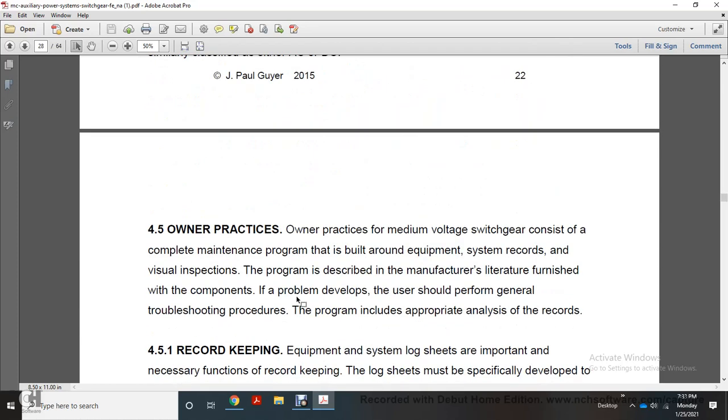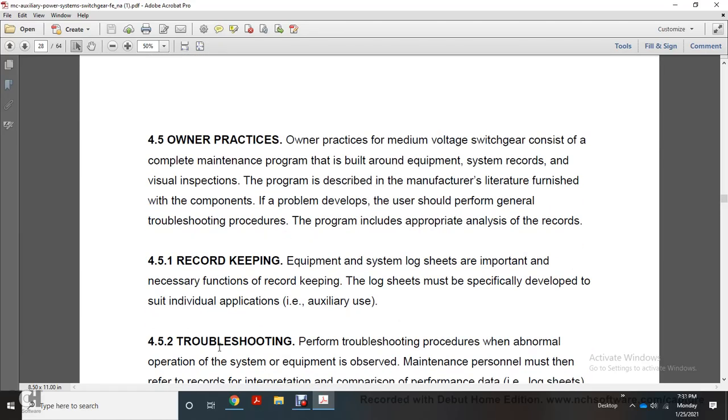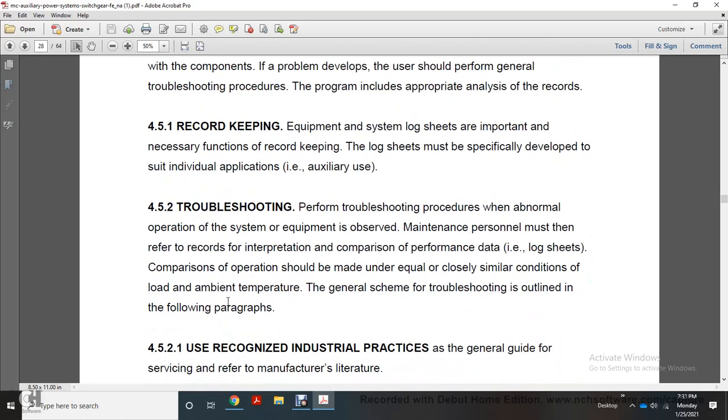Owner practices: medium voltage switchgear requires a complete maintenance program built around an equipment system rack with a visual inspection program described in the manufacturer literature furnished with the component. If a problem develops, the user should perform general troubleshooting procedures. The program includes appropriate analysis of the records. Record keeping: equipment and system log sheets are an important and necessary function of record keeping. Log sheets must be specifically developed to suit the individual application.